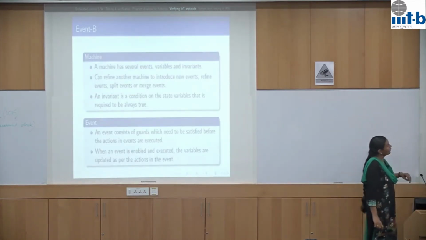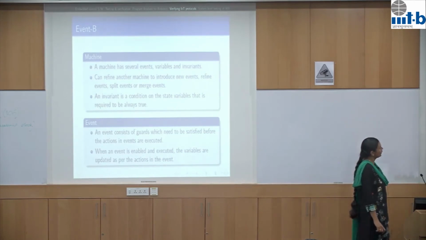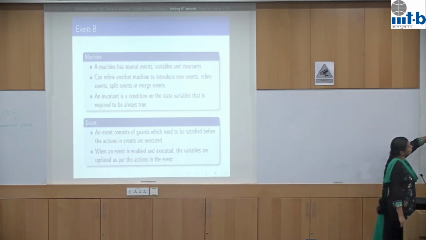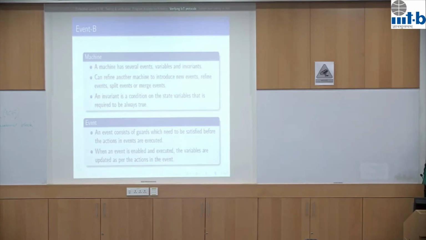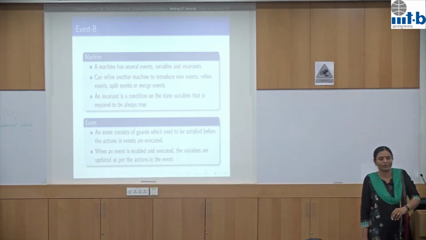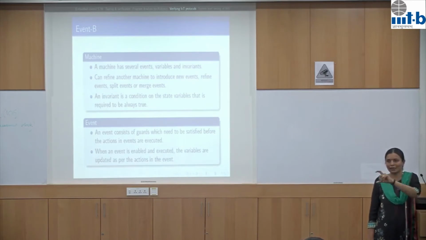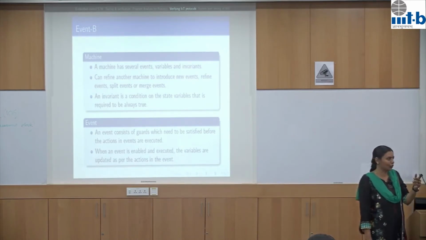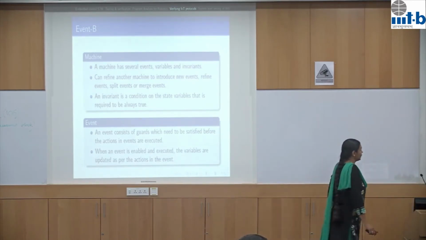So a machine in Event B has events, variables, and all. You can refine another machine by adding events to it, splitting events and all. And then you state an invariant. An invariant is a lot like a programming invariant. For example, if you write a loop, then we typically write assert. So you say that something is an invariant property of a loop. Similarly, you could say what is an invariant property of a machine. So you could specify that.